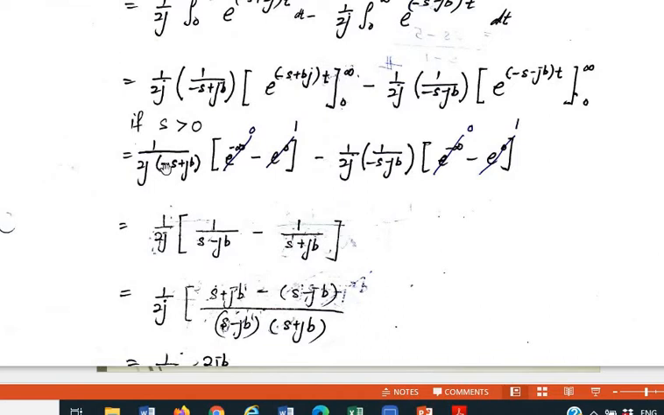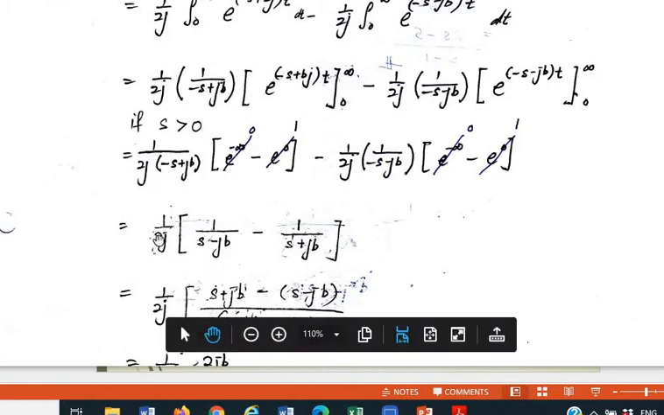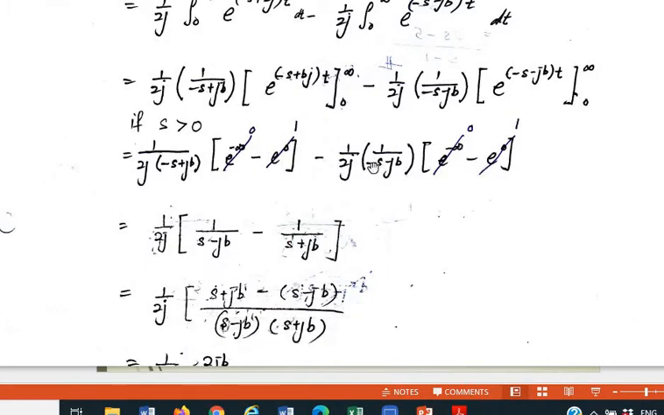So you get S. Just now you said negative, right? Negative in the bracket, S minus JB. So negative multiply with negative, you get positive. So you get 1 over S minus JB multiply with 2J. Similar to here, you have the negative here, multiply with the negative here, you get positive. So 1 over S plus JB.